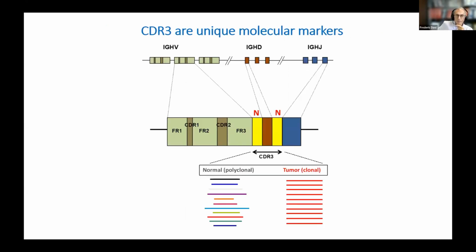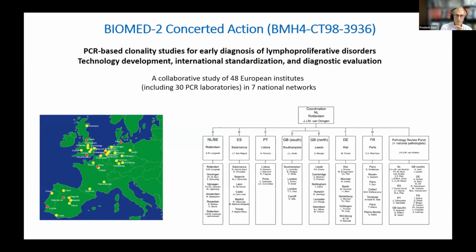Of course, in the 90s, there was a lot of development on PCR, focusing on the CDR3, because as you can see on this slide, in a normal population, every lymphocyte has a different CDR3 sequence and length, whereas in a tumor, and most tumors arise from mature B cell or T cell tumors, the rearrangement is fixed and all the tumor cells share the same clonal rearrangement.